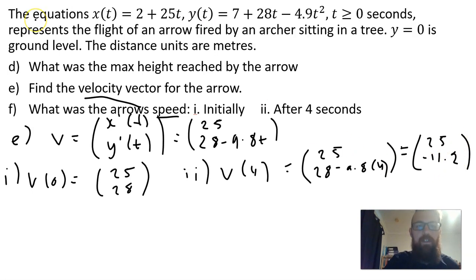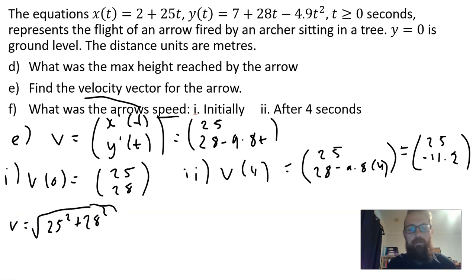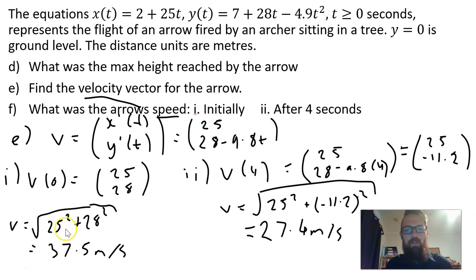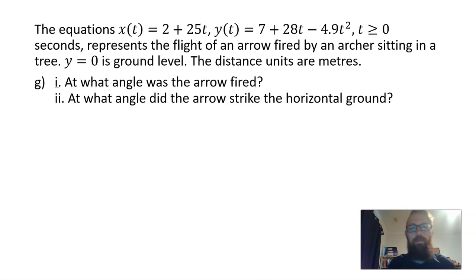And because we've been asked for the speed, we just have to take the square root of each of these components squared, 25 squared plus 28 squared. And that's for the speed. We'll call that v equals. And we'll do that for both. So if we substitute those in, we get 37.5 meters per second at the start. And at the end, we get 27.4 meters per second. All right. So, yep, that's the answer to part F.